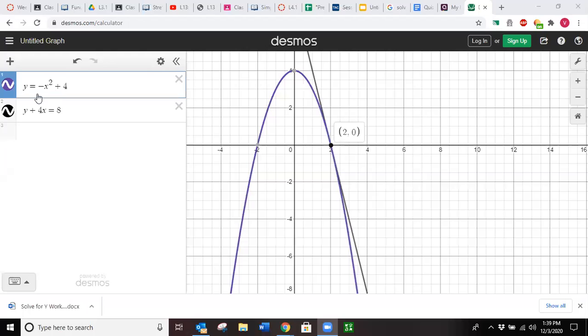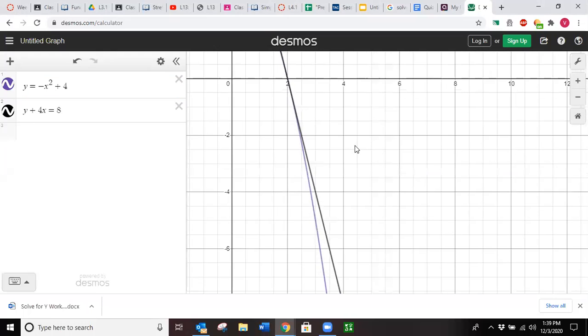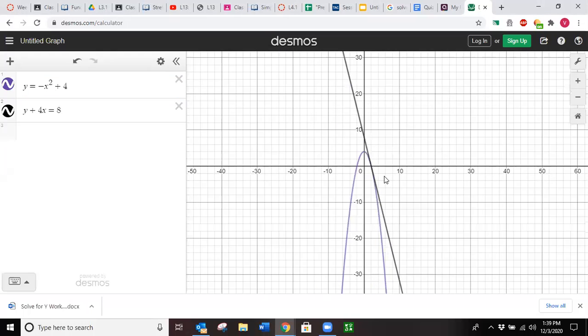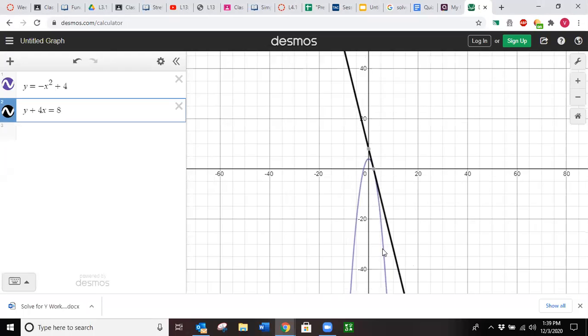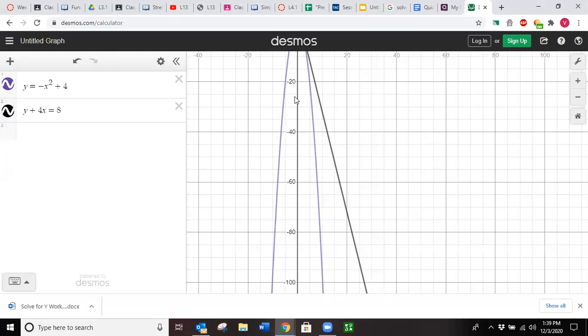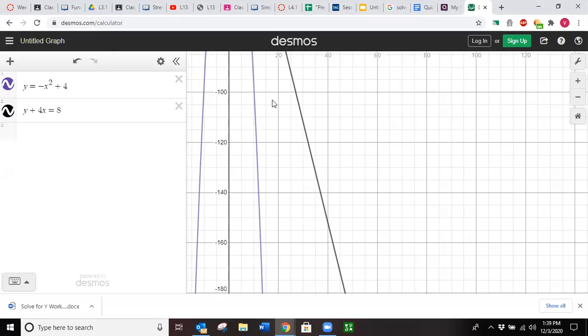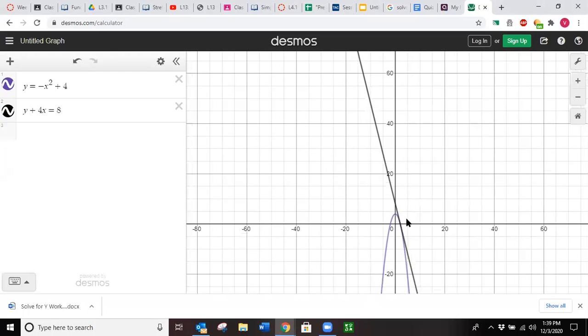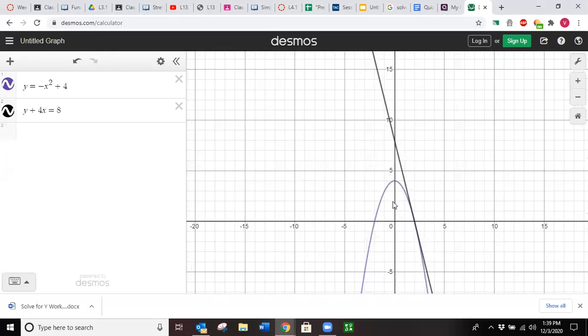Okay, so y equals negative x squared plus 4, and then we had y plus 4x equals 8. So right here, we can see that the only solution that we'll ever share is at 2, 0. If I zoom out, the space down here keeps getting bigger, so they're not going to cross again. The one I typed in first, I typed it in wrong, sorry. Okay, so here we go. This is the right one.